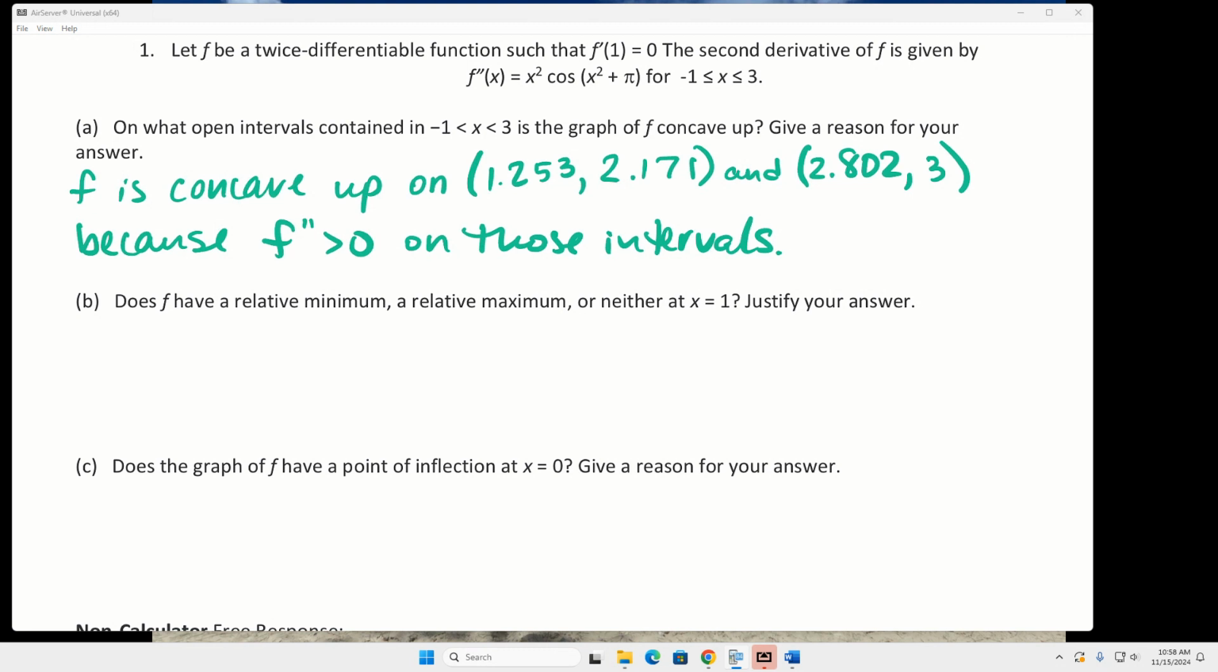So you can say f double prime is positive. You can say f double prime is greater than 0. Either one, obviously they mean the same thing.